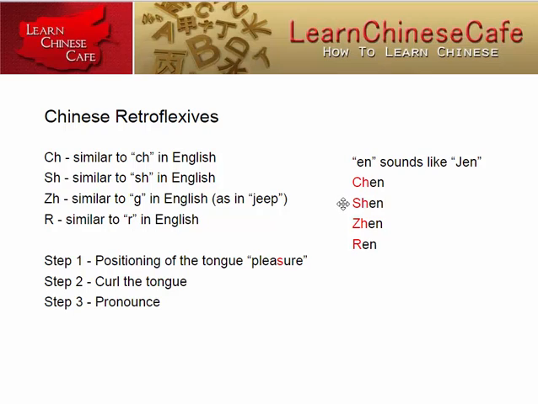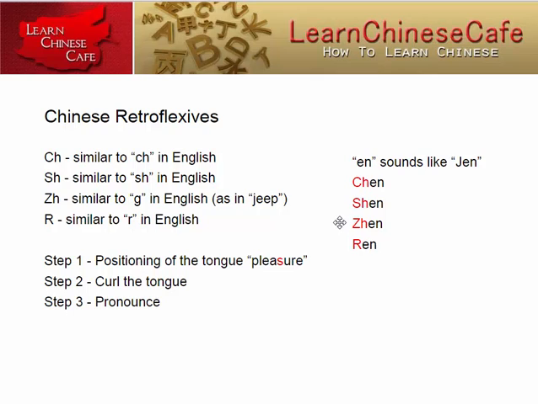Next, same thing. Tongue is in the same position, it's curled, and now we're making an SH sound. I'll say this with my tongue curled 3 times. Shen, shen, shen, and without my tongue curled. Shen, shen, shen, with my tongue curled. Shen, shen, shen.